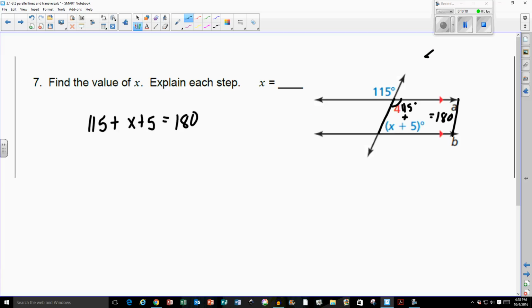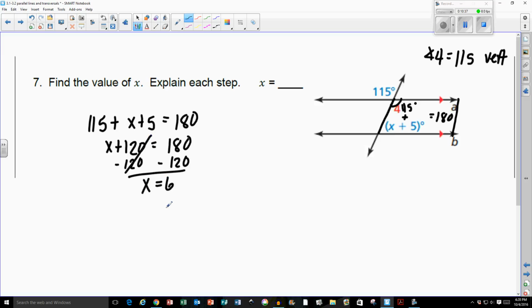So angle 4 is 115 because they're vertical angles. And then these two are supplementary. So let's add these together. So I've got x plus 120 equals 180. And I'm going to subtract 120 from both sides. So x is 60. So if x is 60 degrees, then I am able to determine that 60 plus 5 would make this one 65 degrees, or better yet, this one would be 65 degrees as well.